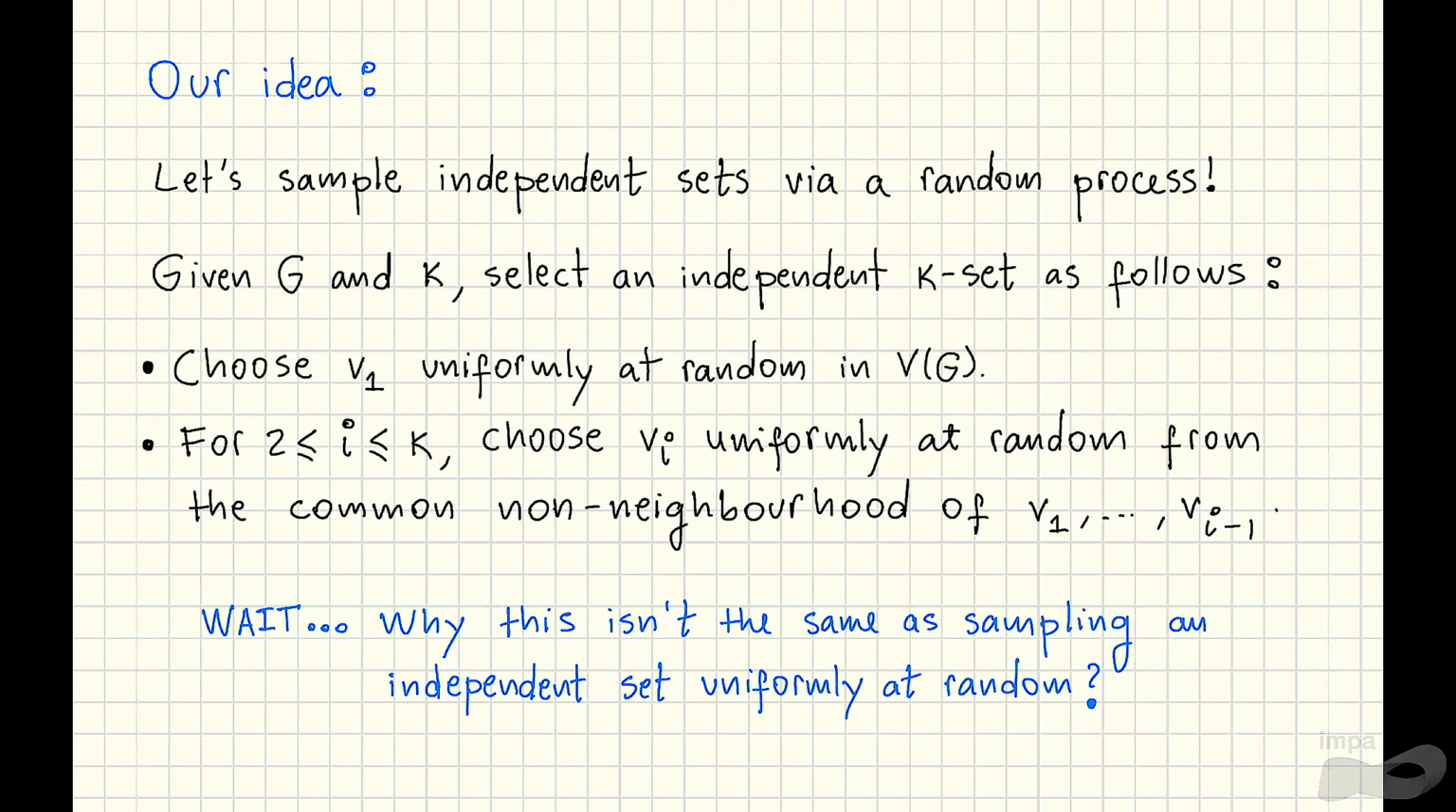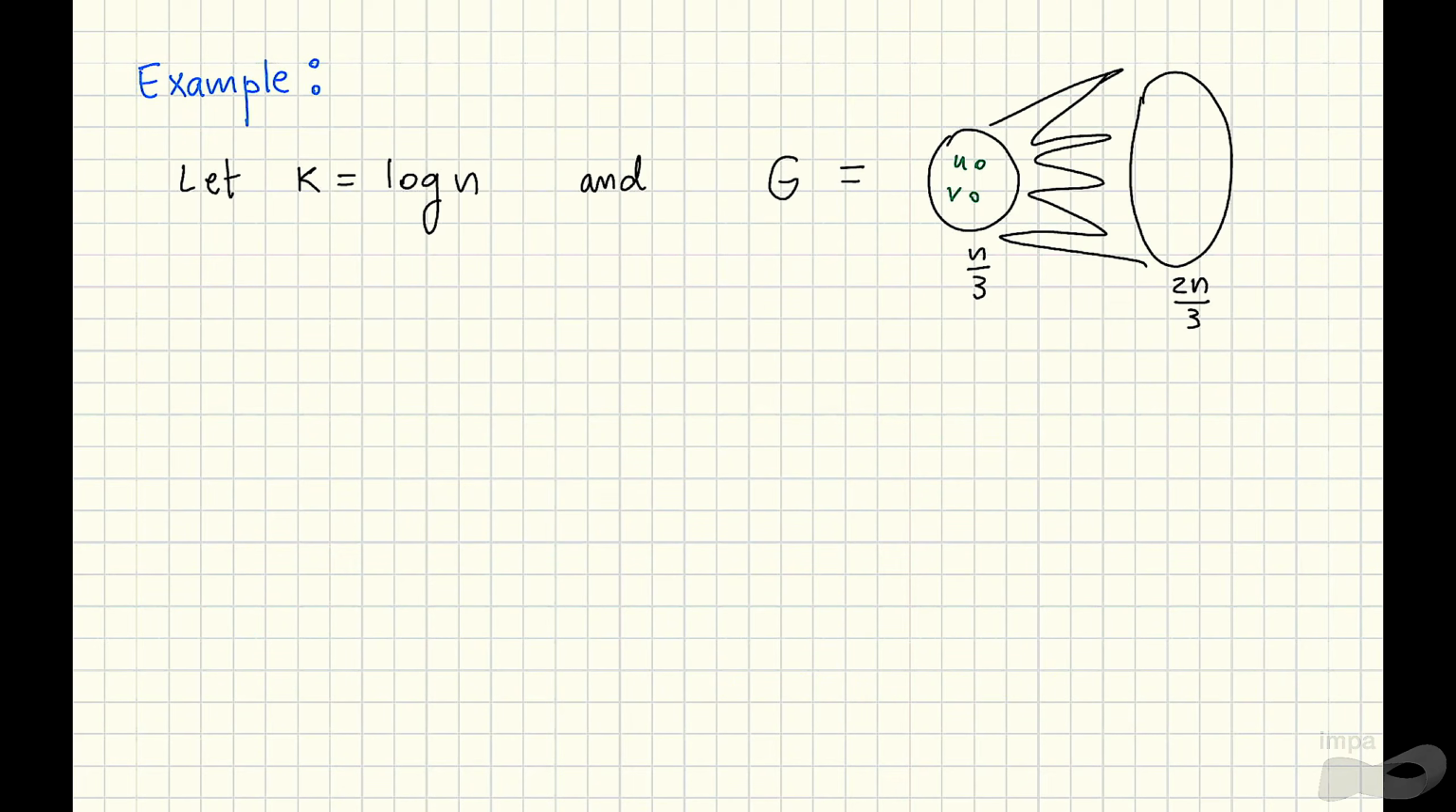But wait a second. Why isn't this the same as sampling uniformly at random? You are sampling each vertex uniformly at random, so why isn't this the same? Let me give you an example where this is not the same. Let K, say, be log n, and let G be this bipartite graph where in one part you have n over 3 vertices, and in the other part you have 2n over 3. I want to show you the probability that UV is captured by a uniformly random independent set of size k. Let's first check what this is.